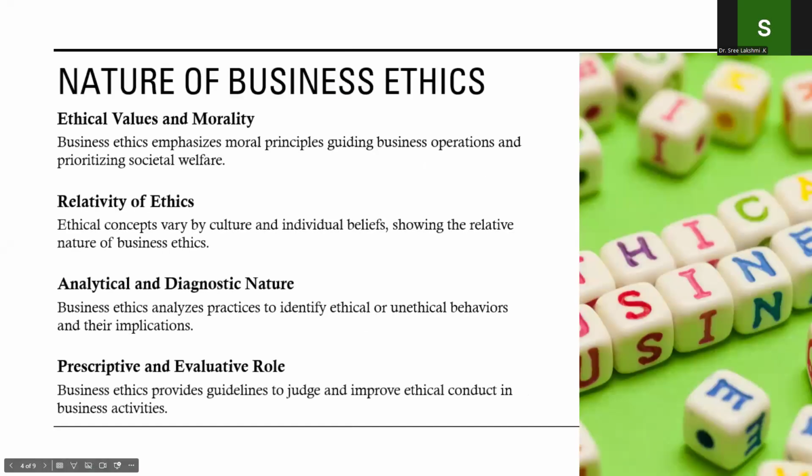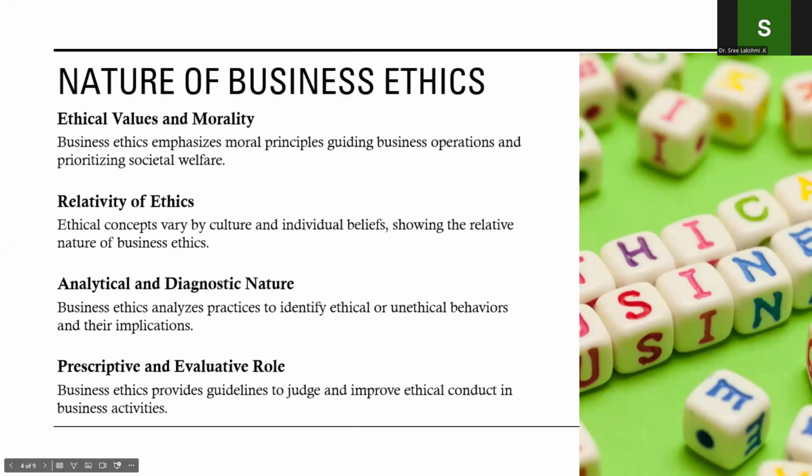The nature of business ethics, or its features or characteristics. Ethical value: it is concerned with morality in business. It ensures a business's direct impact on society's well-being and welfare is positive. It emphasizes moral principles, guiding every business operation and prioritizing societal welfare.